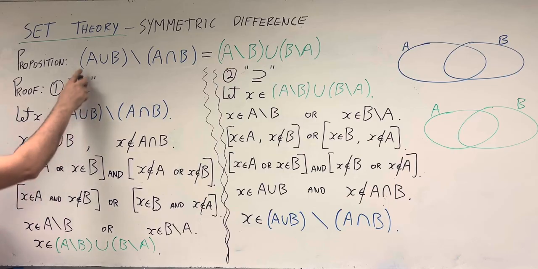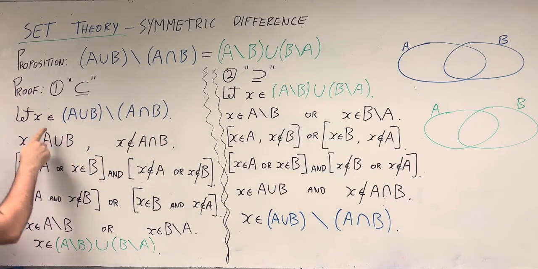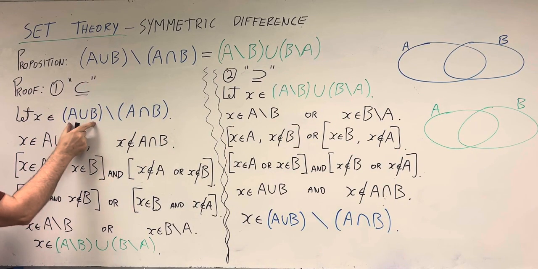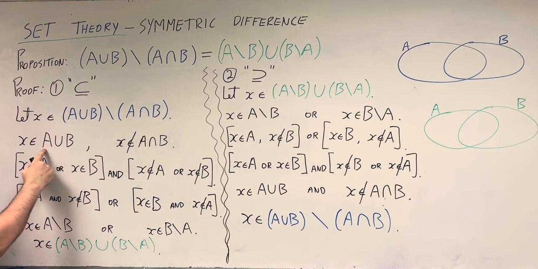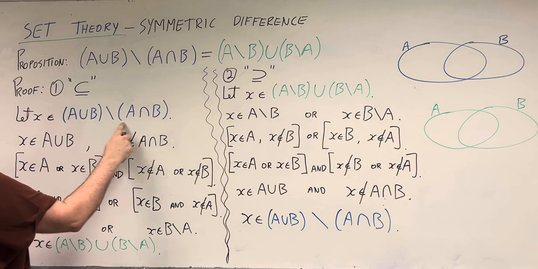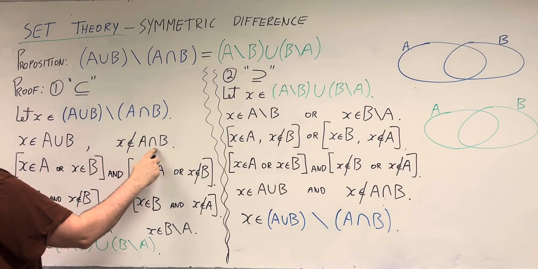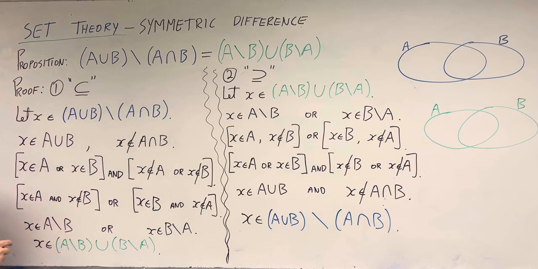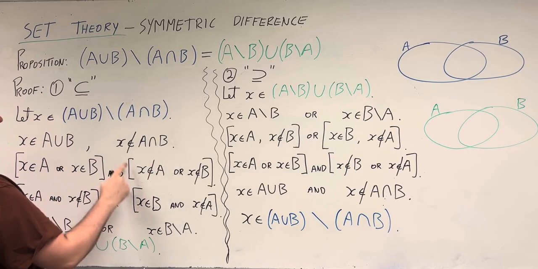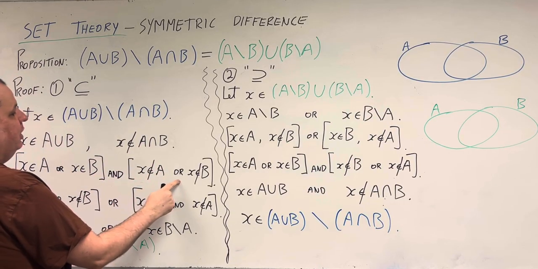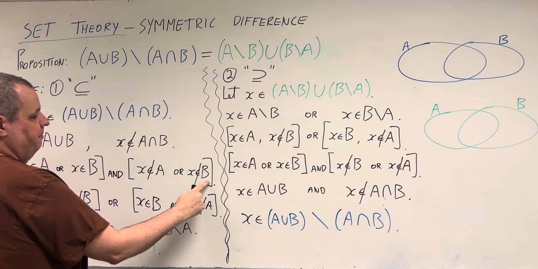Pick x belonging to this in blue. If it belongs to the difference between this set and this set, it means that x belongs to the union, A union B, and x does not belong to the intersection A intersection B. Okay? So x belongs to the union of A and B means that x belongs to A or x belongs to B. That's this part. X does not belong to the intersection of A and B means that x does not belong to A or x does not belong to B.